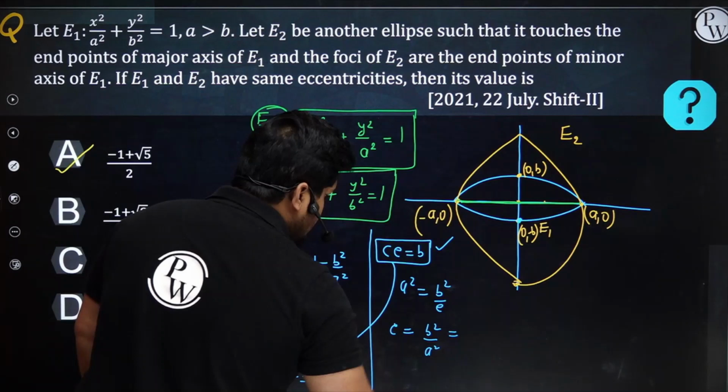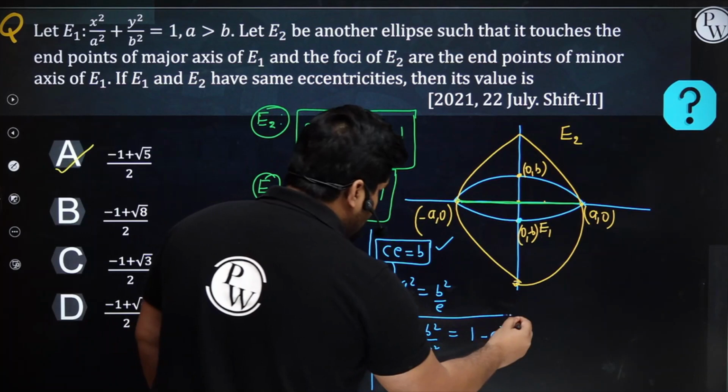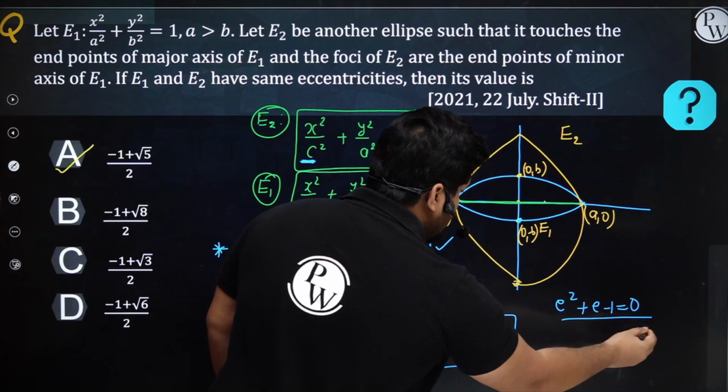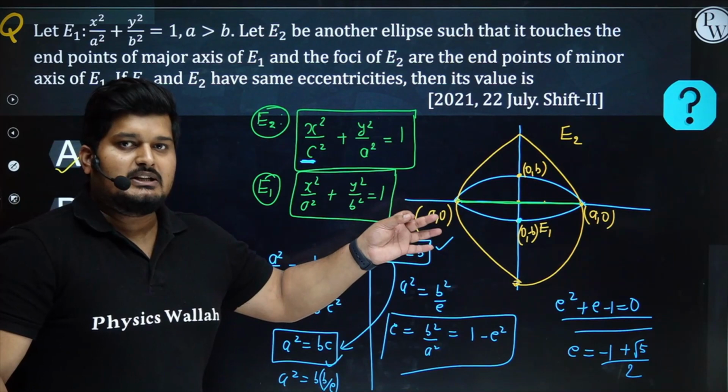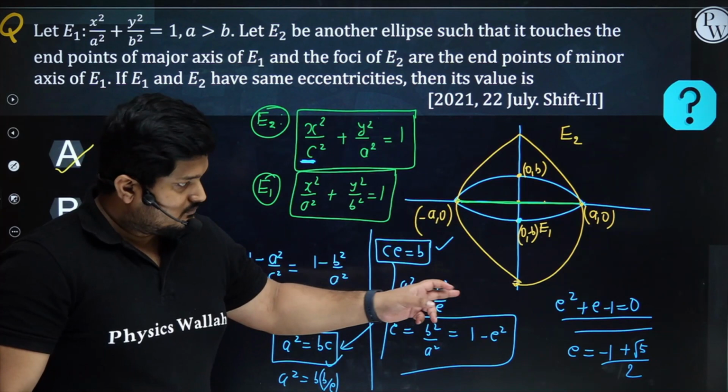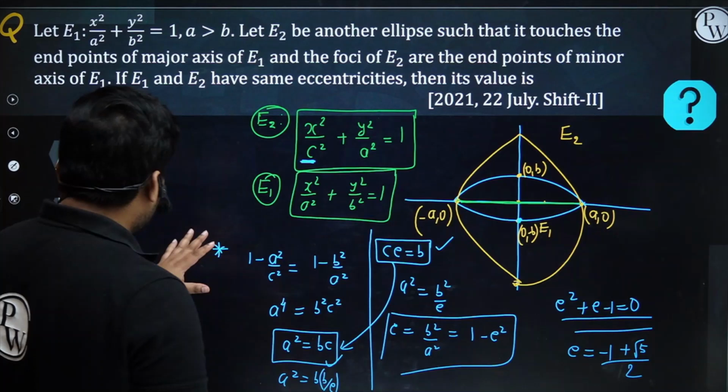So we have got a quadratic from here, guys. This is E square plus e minus 1 equal to 0. So from here, e will be minus 1 plus root 5 divided by 2. That is what we will have here, minus 1 plus root 5. Because obviously, the other root, which is minus 1 minus root 5, will be rejected because eccentricity cannot be negative, obviously. That is the answer, minus 1 plus root 5 by 2. Okay, guys, so let's solve next question now.